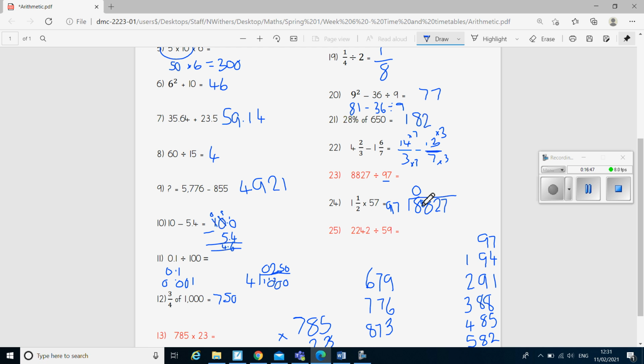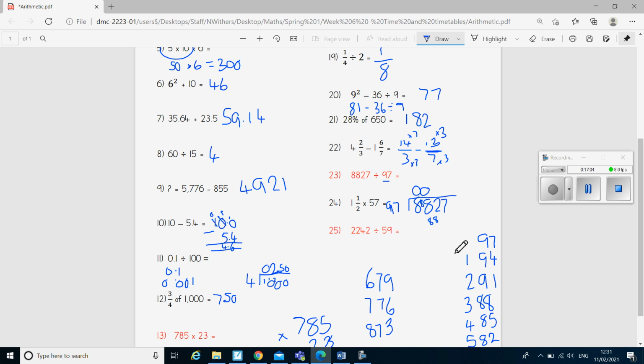Okay, now I'm asking myself, how many 97s go into 88? It's still none, isn't it? So once again, I carry my numbers that I haven't used, I carry them across. So now I'm asking myself, how many 97s go into 882?